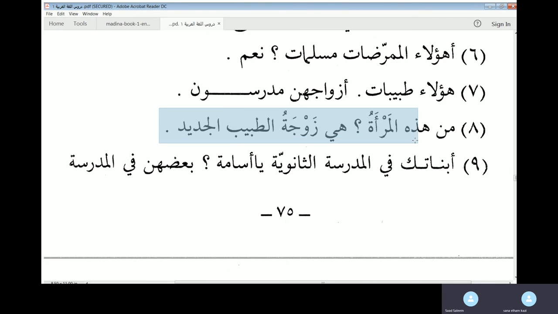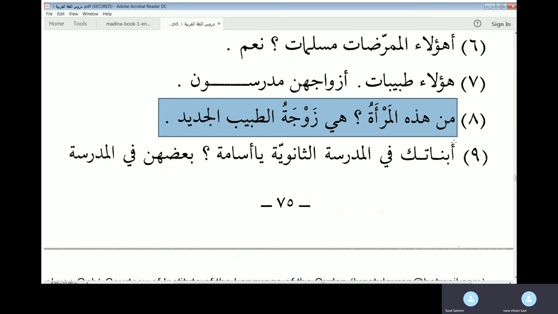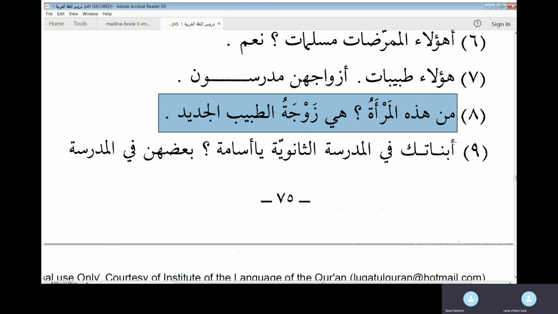Man hadhihil mar'atu. Hiya zawjatu tabibil jadidi. Who is this woman? She is the wife of the new doctor. So my question is, what is the singular for woman?